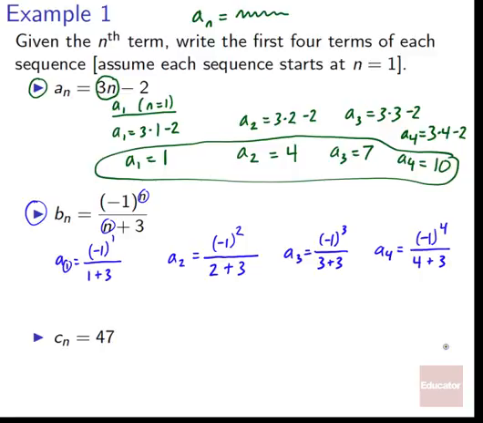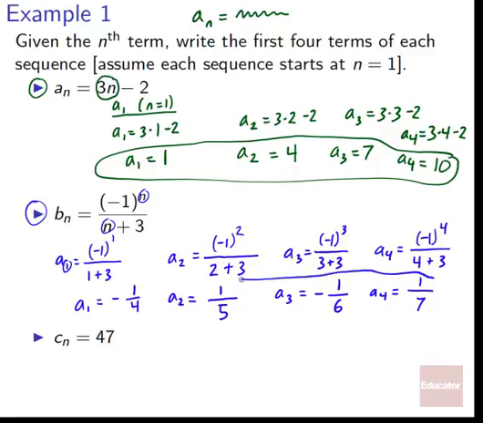We can work this out here. We've got A1 equals negative 1 to the 1, still just negative 1, over 1 plus 3, 4. So we've got negative 1 over 4. A2, negative 1 squared, negative 1 times negative 1, cancels to a positive. So we've got positive 1 divided by 2 plus 3, 5. A3 equals negative 1 cubed, negative 1 to an odd exponent leaves a negative. So we've got negative 1 over 3 plus 3, 6. A4 equals negative 1 to the 4th, an even exponent, so it cancels out and we have a positive. So we've got 1 over 4 plus 3, 7.